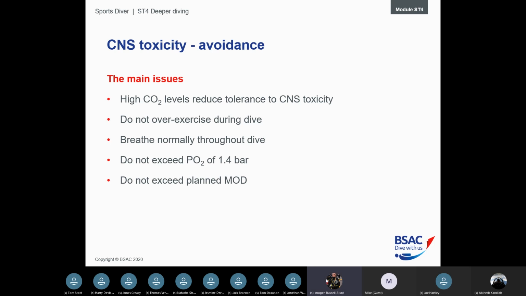Sometimes it does feel like it, but it's just for you to relax, go look at some fish, some wrecks. So don't over-exercise. Breathe normally. I mean, don't be holding your breath anyway. Just breathe as you would. Being sports divers now, I'm sure you're not too worried about putting a mouthpiece in and going under the water. So breathing normally helps. Don't exceed that partial pressure of oxygen, 1.4 bar. And don't exceed your planned maximum operating depth.